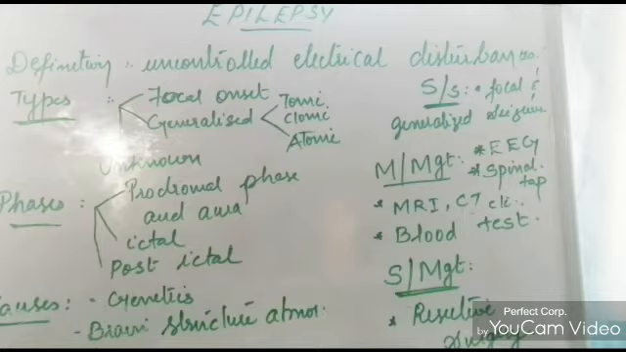Next we move on to the signs and symptoms. During a seizure, the person experiences abnormal behavior, symptoms and sensations. Sometimes they may also lose consciousness. The person may experience both focal and generalized seizures.